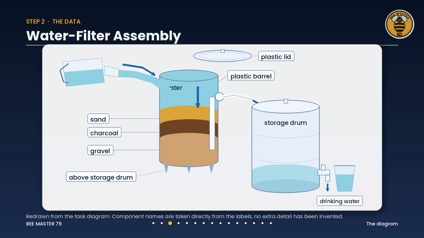This is the diagram redrawn so that every label is easy to read. On the left, dirty water is poured by hand into a plastic barrel. The barrel stands on short legs directly above a storage drum, and a plastic lid is placed on top. Inside the barrel are 3 layers of filtering material, sand at the top, charcoal in the middle, and gravel at the bottom. An outlet on the side of the barrel feeds a curved pipe that runs into the storage drum, and a tap near the base of that drum delivers clean drinking water into a glass.